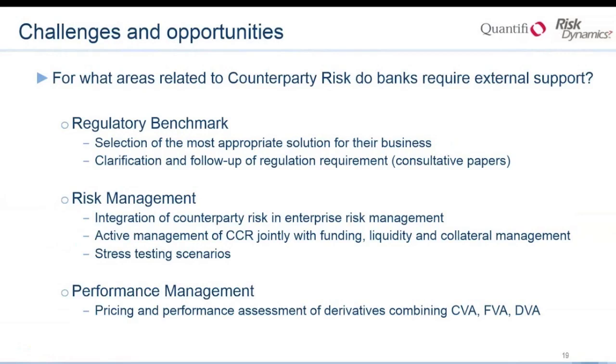In terms of risk management, banks would need support in the integration of counterparty risk in their enterprise risk management. Indeed, market participants agree on the importance of an active management of CCR, jointly with funding, liquidity, and collateral management. In addition to this, banks would need support in the incorporation of counterparty risk within the stress testing scenarios. And finally, in terms of performance, due to the current incoherences in the different regulatory frameworks, banks would need support in the pricing and performance assessment of derivatives, combining the measures of CVA, FVA, and DVA.